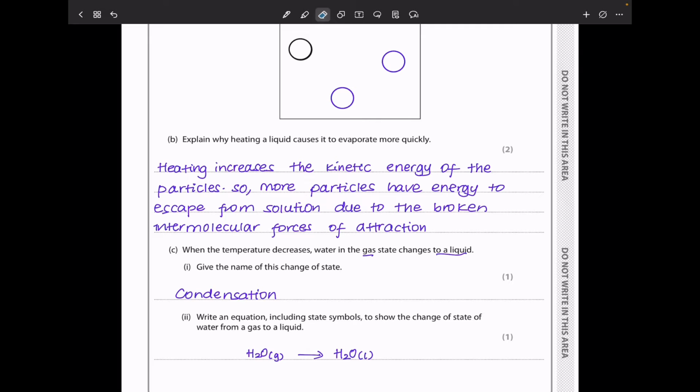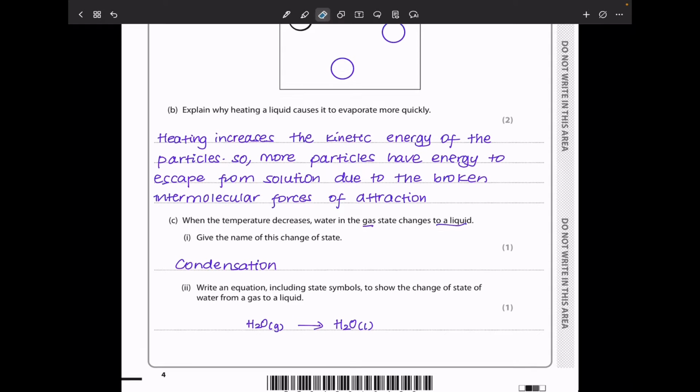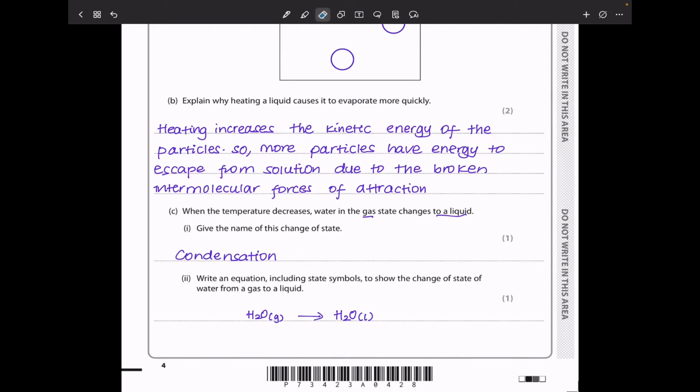In part C, when the temperature decreases, water in the gas state changes to a liquid. Give the name of this change of state. This is going to be condensation. And next they say write an equation including state symbols to show the change of state of water from a gas to a liquid. This is going to be water gas becoming water liquid, and that is how you're supposed to represent that.